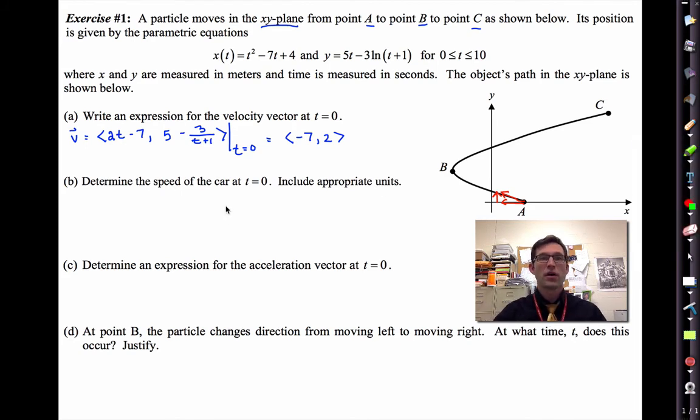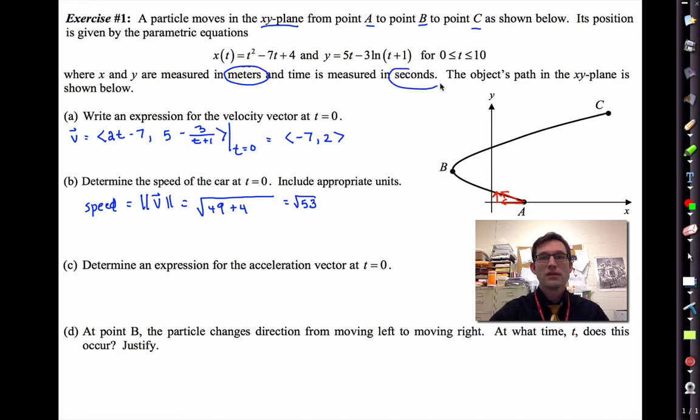Now, letter B is pretty easy, right? Find the speed of the car at t equals 0. I'm not sure why it suddenly became a car, but it did. Now, what we know is in one dimension, speed is the absolute value of velocity. In 2D, it continues to be that way. Speed is the size of the velocity vector, right? So we'll take the square root of 49 plus 4, not the prettiest thing, and we'll have the square root of 53. Speed will always have the same units as velocity, so we have the square root of 53 meters per second.